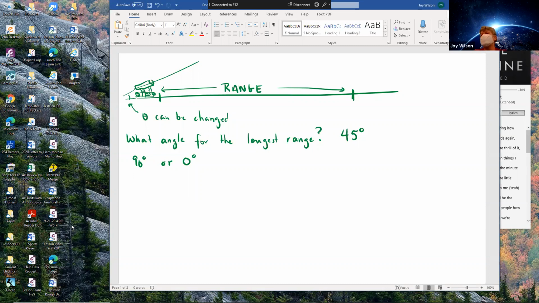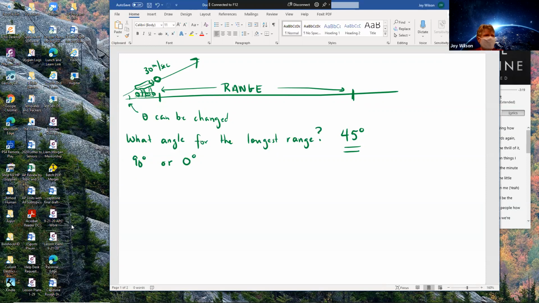Depending on which end of the shooting you're on, it's either a little boo-boo or a really big boo-boo. Okay? So the longest range is going to be at 45. And here's how you have to think about this. When I launch this cannonball at some speed, let's say 30 meters per second, it's a little less than 100 miles an hour. That's a little low for an artillery shell, just so you know.